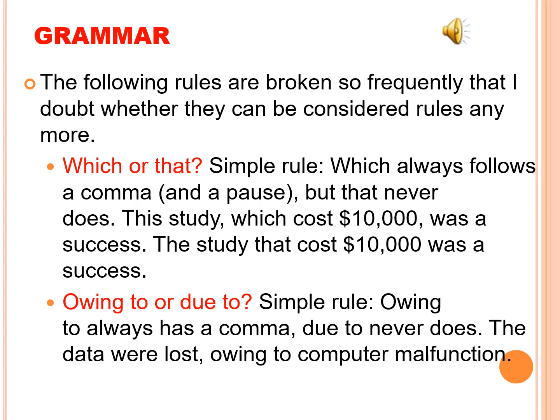Which or that. As a simple rule, which always follows a comma and a pause, but that never does. As in the example, owing to or due to. As a simple rule, owing to always has a comma, due to never does, as shown in the example.